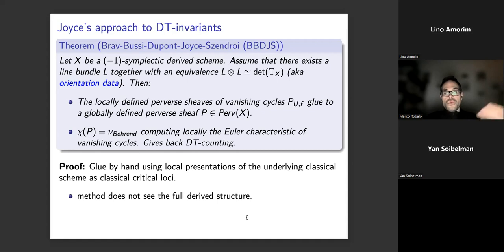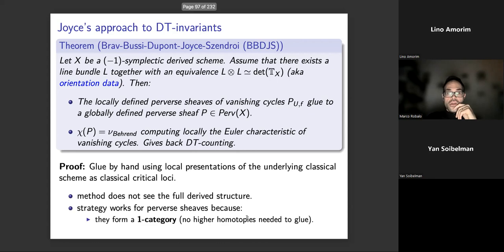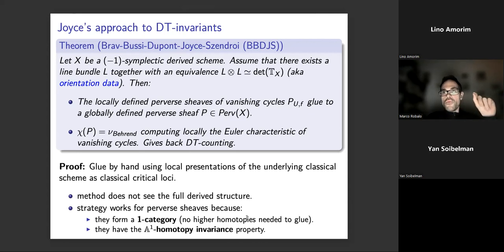The problem with this method, well, there are several problems it has if you want to apply it, as we wanted to, to glue something else. The first thing is it does not see the derived structure. And the strategy works if you want to glue perverse sheaves, because perverse sheaves essentially form a one-category. If you want to glue something which has a bit more homotopy, it won't be enough. And the other reason why it works is that perverse sheaves have the A1 homotopy invariance property for morphisms. So I will try to give a few words about these things in the end. But these are essentially the three ingredients that make this particular proof of Joyce work.